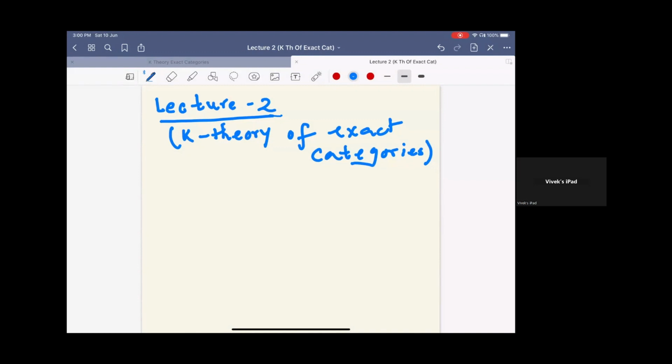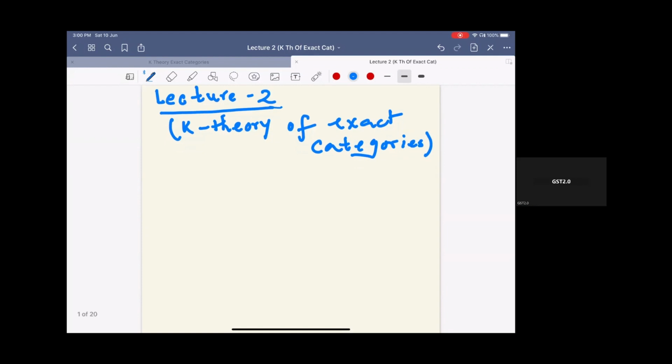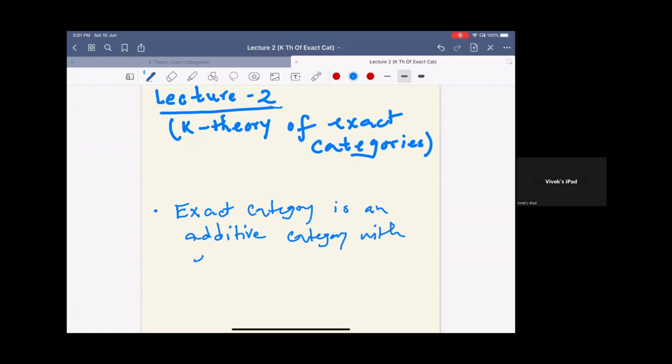So it's a continuation of the first lecture. In the first lecture, am I audible, right? Yeah, you are audible. Okay. All right. So in the first lecture, we defined the exact category, and so an exact category is an additive category with extra structure.